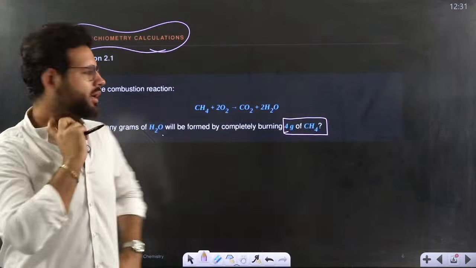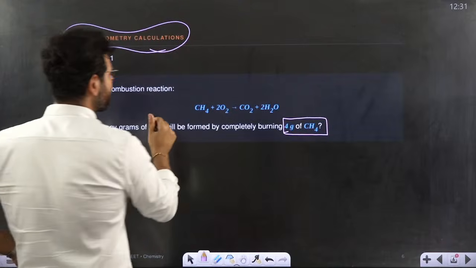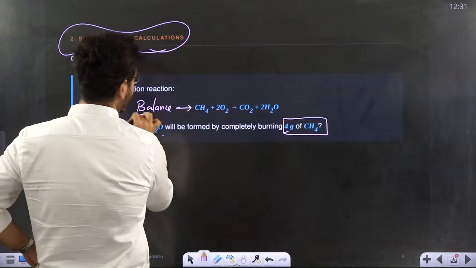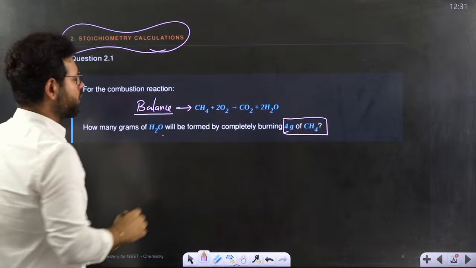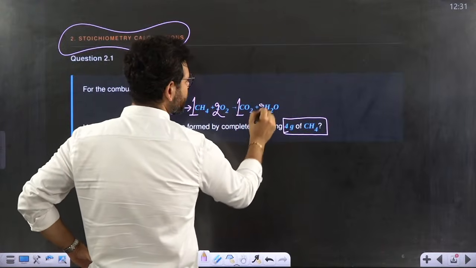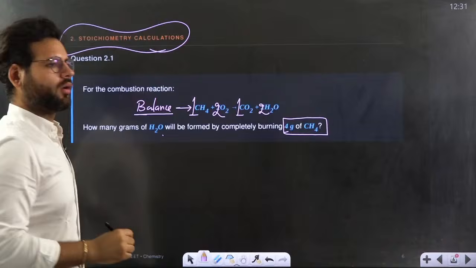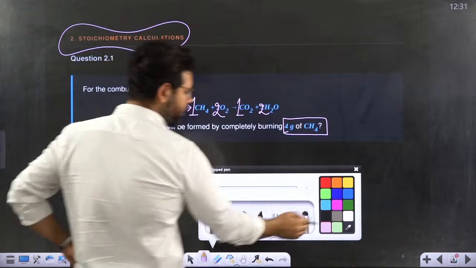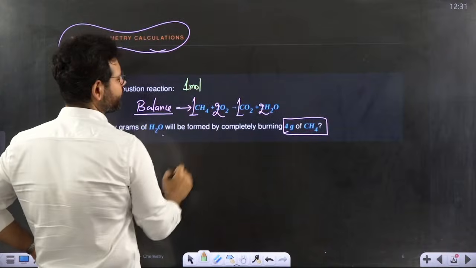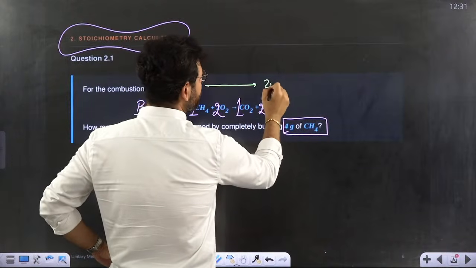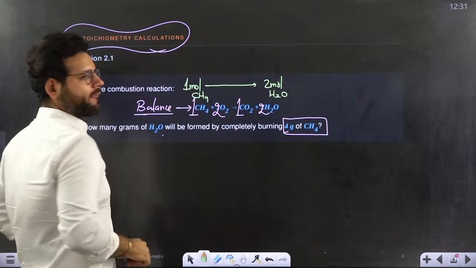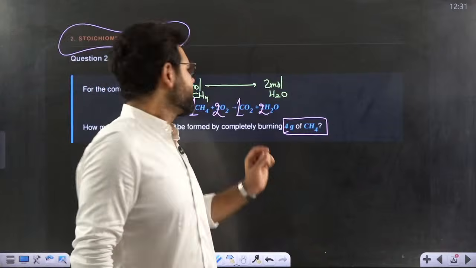Just unitary method. First thing is, whenever you write any equation, always balance it first. So it's already a balanced equation. 1 mole of methane reacts with 2 O2 to give 1 CO2 plus 2 H2O. Unitary method. When I look at the stoichiometry, 1 mole methane provides us with 2 mole water. That's what the stoichiometry says.